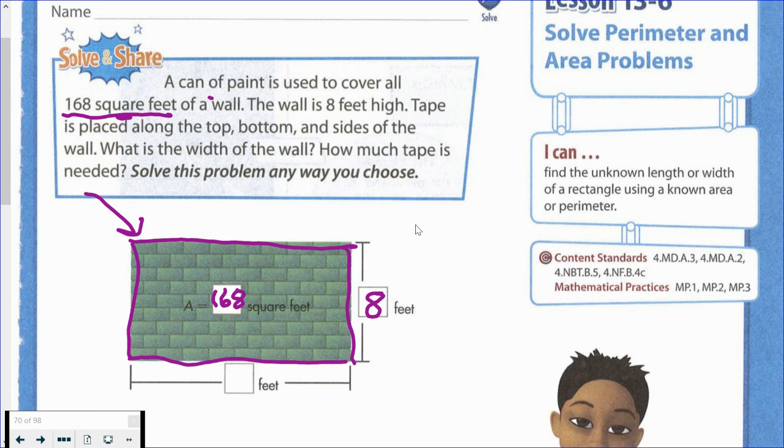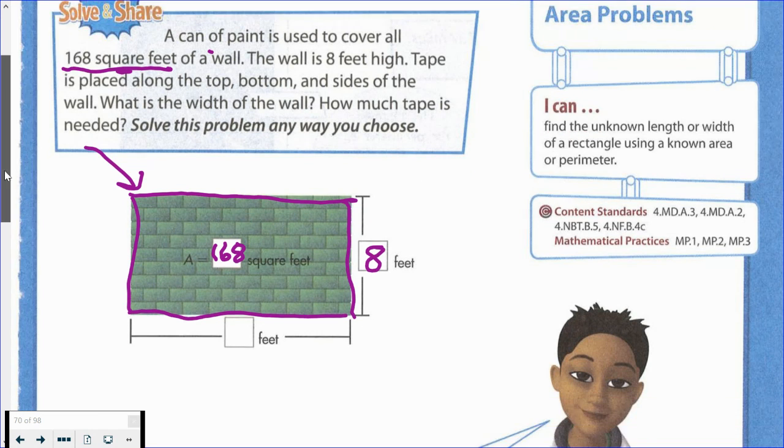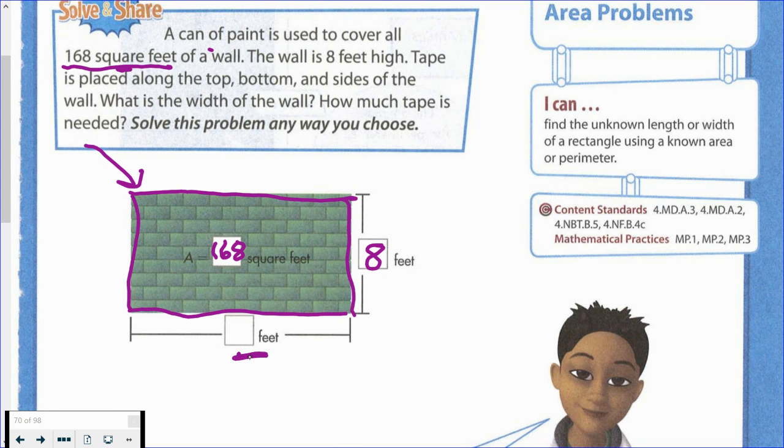Well, that question makes sense because if I look down here at my diagram, I can see that I don't know the width of the wall yet. That's something I'm going to have to figure out. And then the last thing, how much tape is needed? Well, that's the tape that's going all the way around all four sides. So when they ask that question, they're really asking me to figure out the perimeter. Okay, so let's take this one bit at a time.